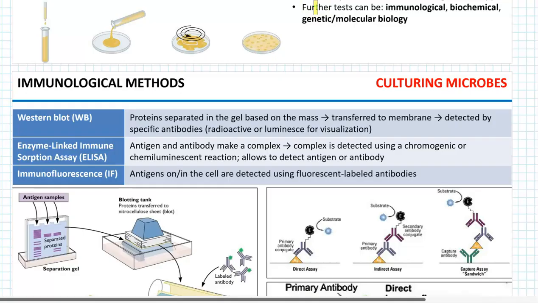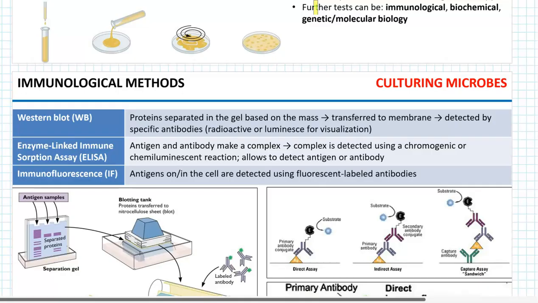So we're going to start with immunological methods. Since the product of Chinese industry failed me, I will have to talk. Okay?